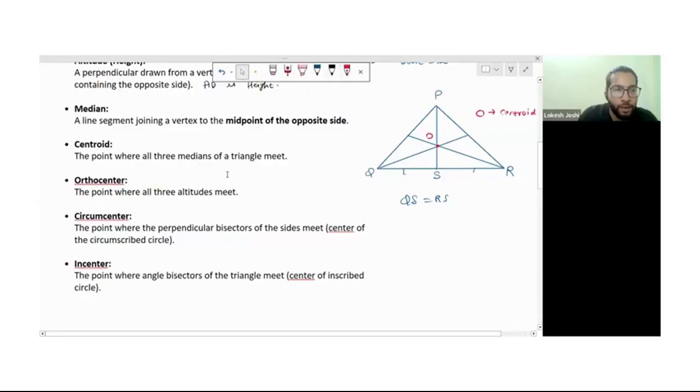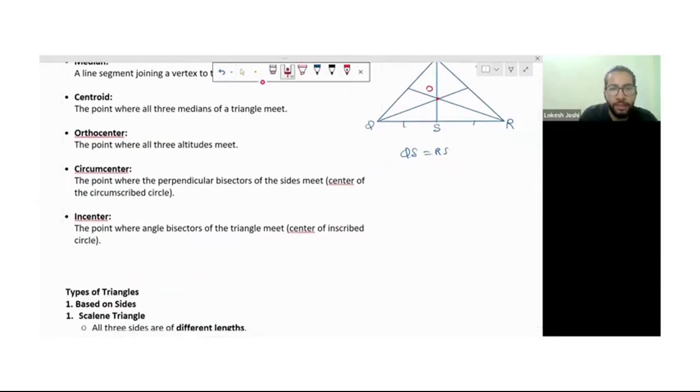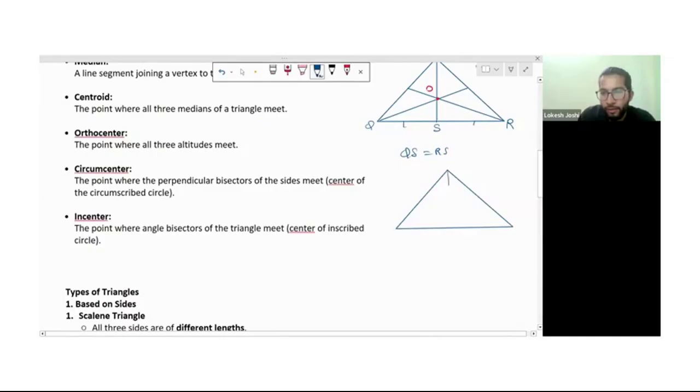Okay, now the orthocenter, the next one. It's written there: the point where all three altitudes meet. Suppose in any triangle we have drawn some perpendicular there. Now this time it's not the midpoint. There is no such condition that these two sides are equal. The only condition is that this angle will be 90 degrees. That angle should be 90 degrees.